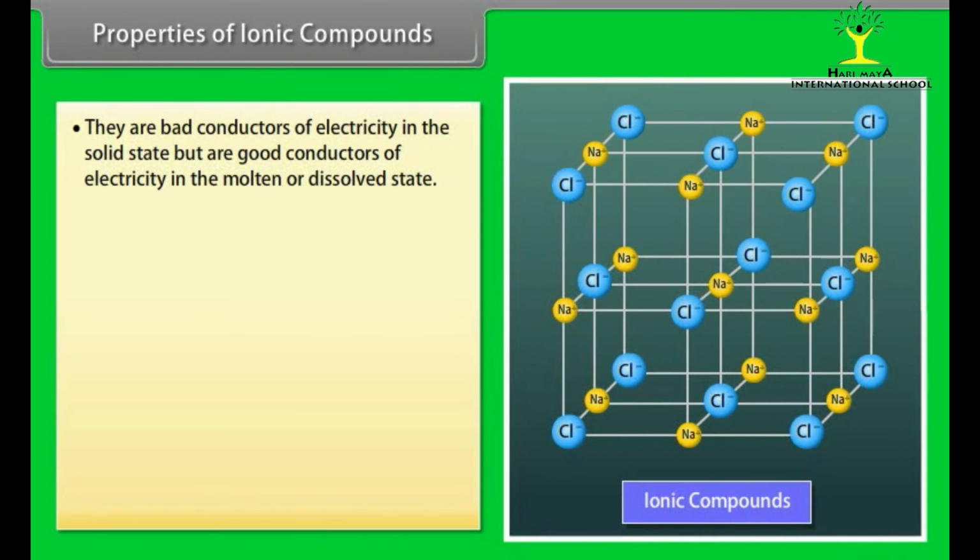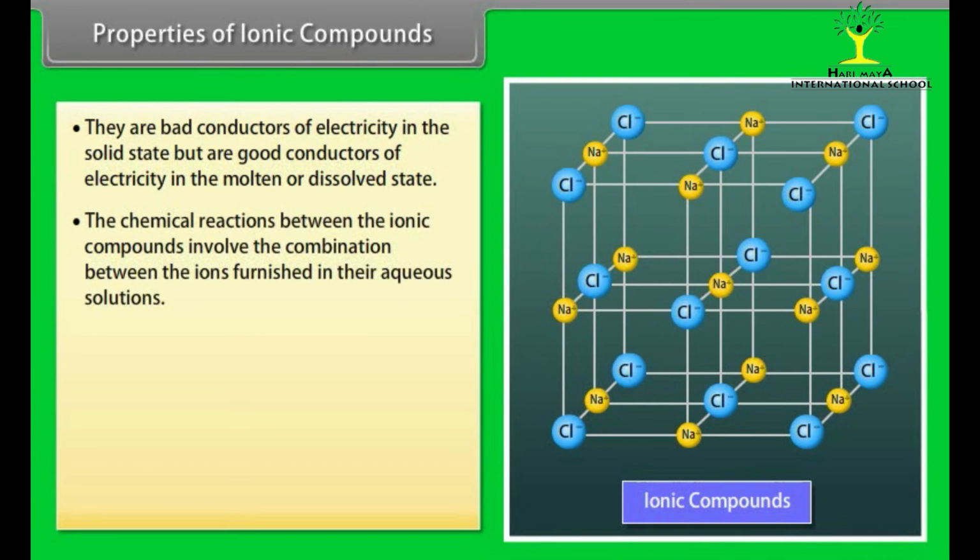Properties of ionic compounds. The common properties of ionic compounds are following. They are bad conductors of electricity in solid state, but are good conductors of electricity in molten or dissolved state. The chemical reactions between the ionic compounds involve the combination between the ions furnished in the aqueous solutions. Such reactions are called ionic reactions.